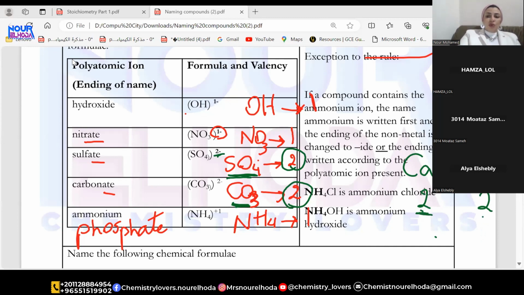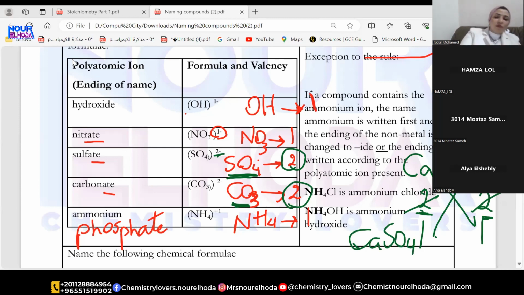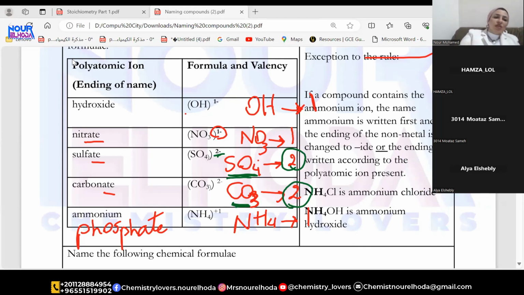Then what should I do? If I write here 2 and here 2, you need to simplify them. Since it's 2 and 2, 1 and 1, 3 and 3, you need to simplify. So it's going to be 1 and 1. That's why we write it like this, CaSO4. So if you come in the exam and you write it Ca2SO4, you lost. So that's why this is very important to know how to do it.